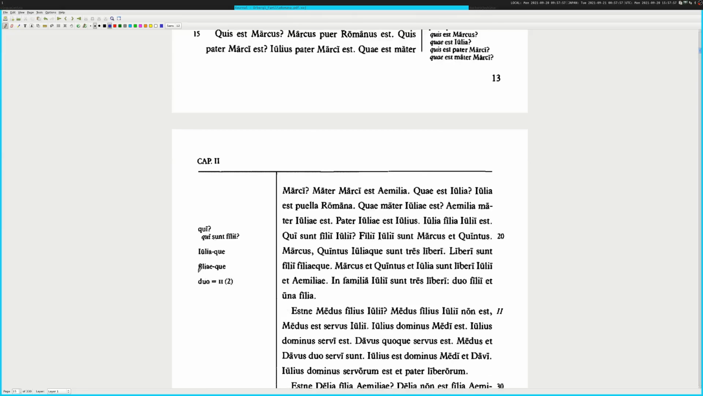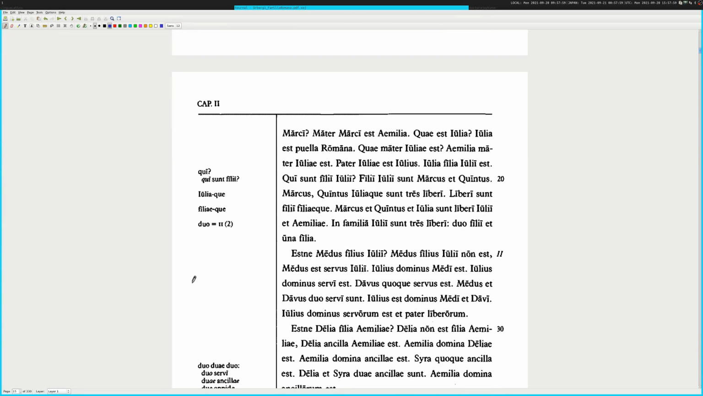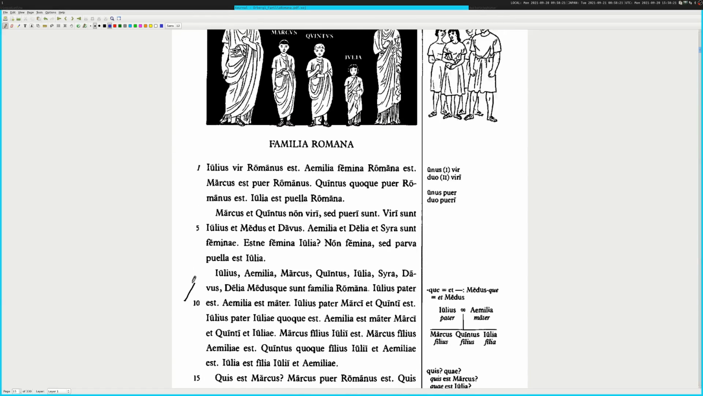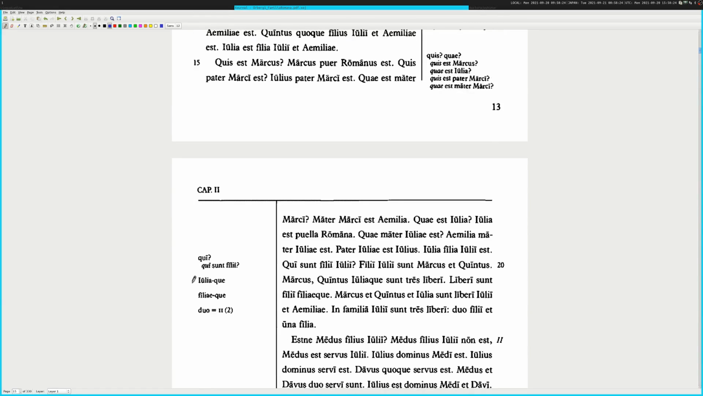Okay, that makes sense. Is Medus the filius of Julius? Is Medus a brother of Julius? I don't think so. He sounds Greek. No, Medus is not the brother of Julius. Servus, he's a servant of Dominus. Oh, is there slavery? Yeah, they're probably slaves. Anyway, I'm just gonna assume it's. Let me look up what that means.